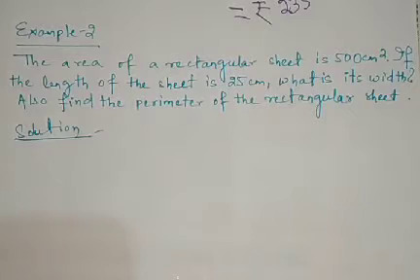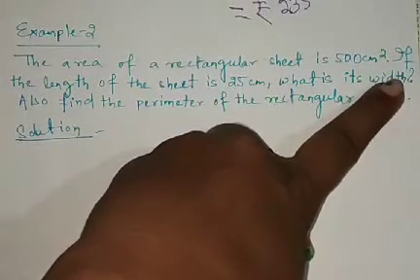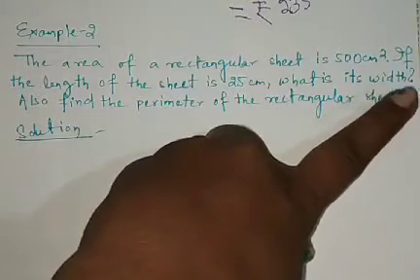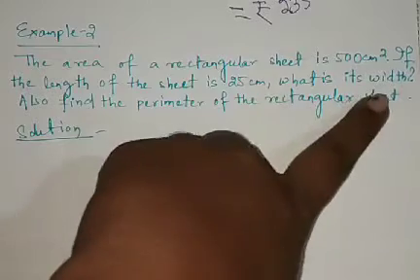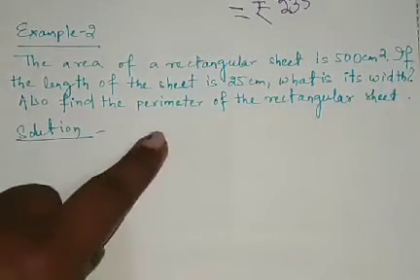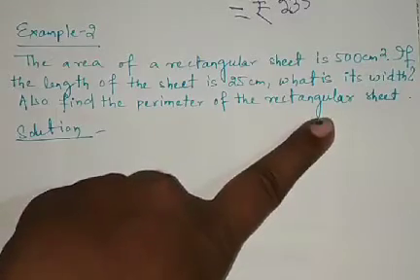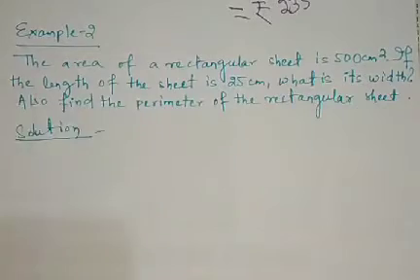Next, example 2. The area of a rectangular sheet is 500 square centimeter. If the length of the sheet is 25 centimeter, what is the width? Also find the perimeter of the rectangular sheet. What will you do? First you will find the width. So the area of the rectangular sheet is how much?